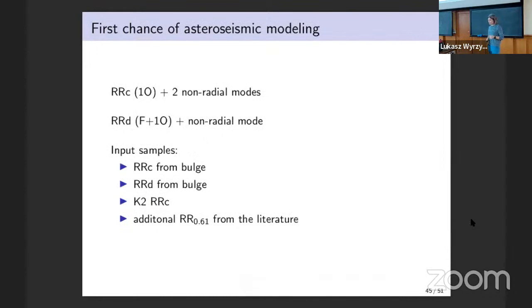So the input samples were from 4 sources, so RRc stars from the bulge and RRd stars from the bulge that I analyzed, some additional K2 RRc stars, so from this K2 mission by Kepler, and some additional RR Lyrae stars from the literature, like from those globular clusters that I just showed.